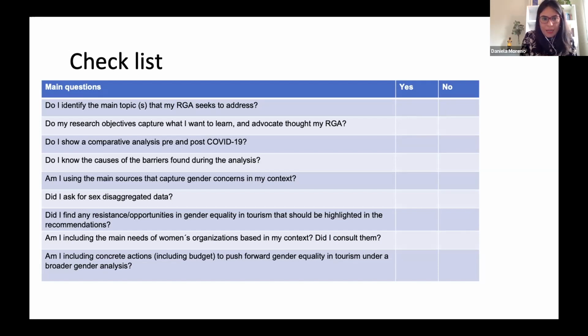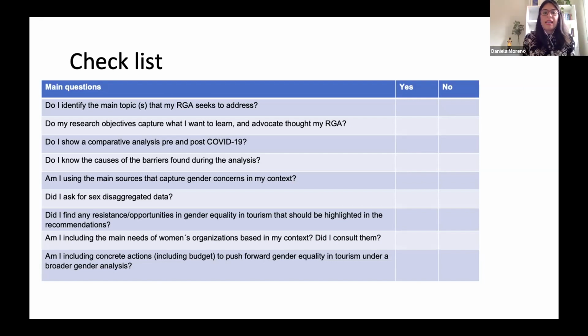And data is one of the main concerns, not only because we have a lack of data, but also because we have a lack of technical professionals that are going to be able to produce gender sensitive data in tourism. And this is quite linked to measurement, to policy making in tourism as well. So for that reason, these are very important questions that you have to consider as a checklist for your rapid gender assessment in tourism.